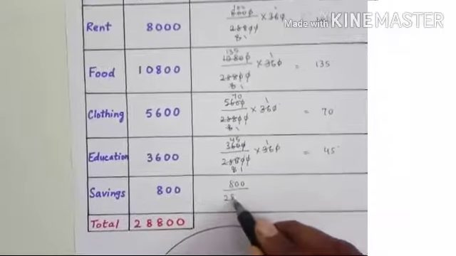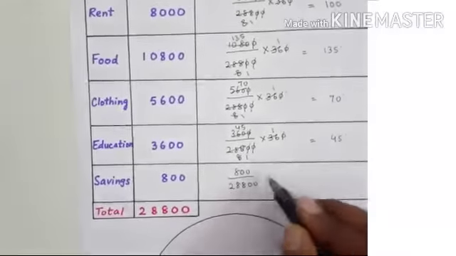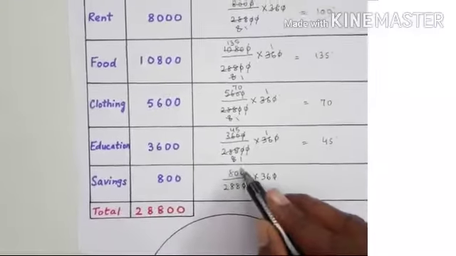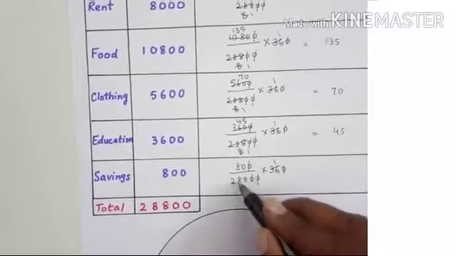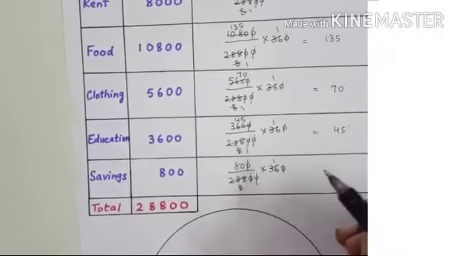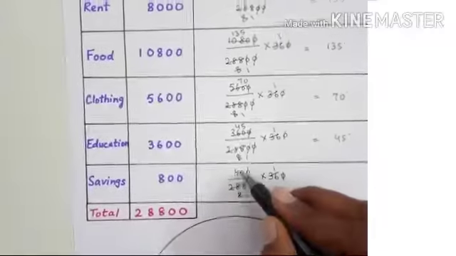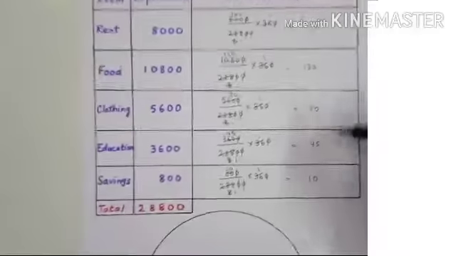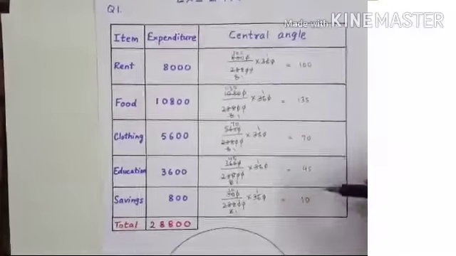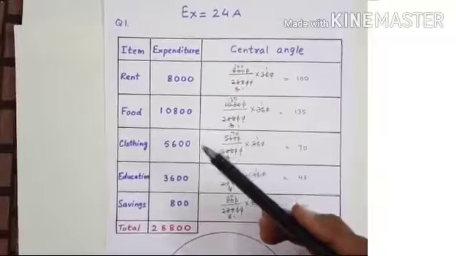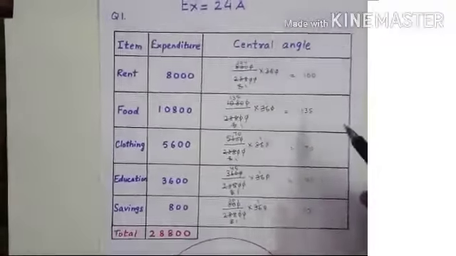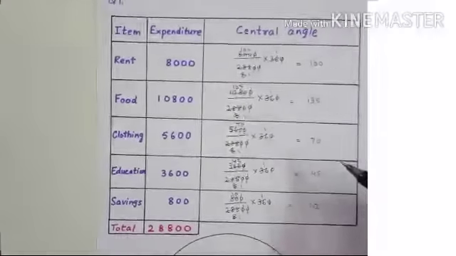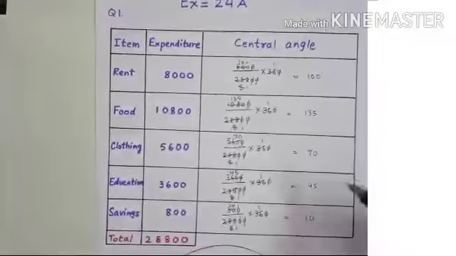800 out of 28,800 multiplied by 360. 0 and 0 cancel, again 0 and 0 cancel. 36 ones are 36, 36 eights are 288. 8 ones are 8 and 8 ones are 8, 0, equal to 10 degrees. These are all the central angles for the expenditure on the different items. By using these central angles, we will now construct a pie chart.